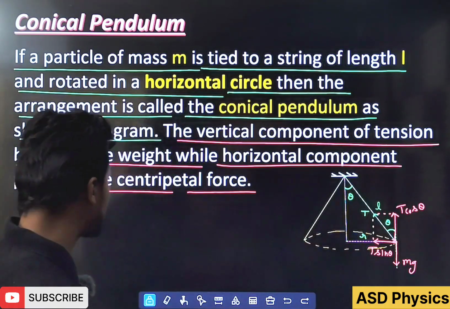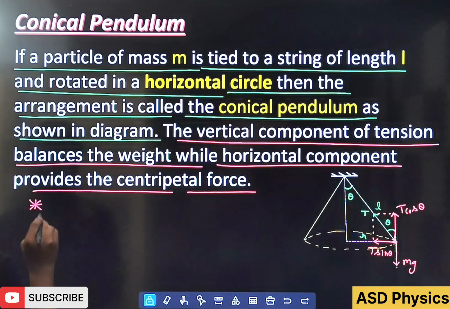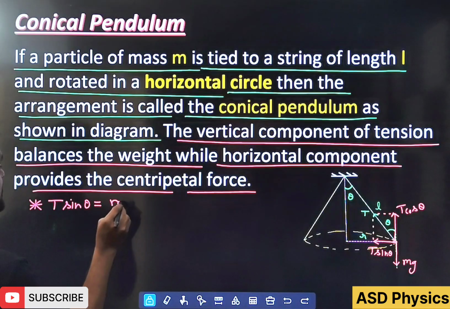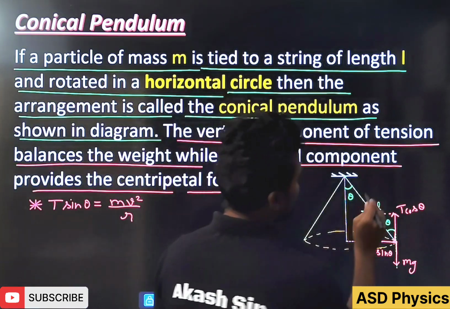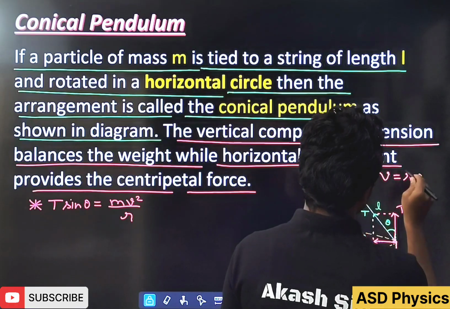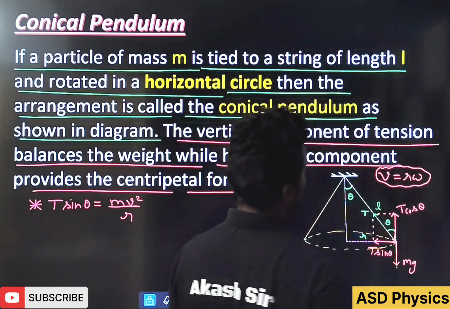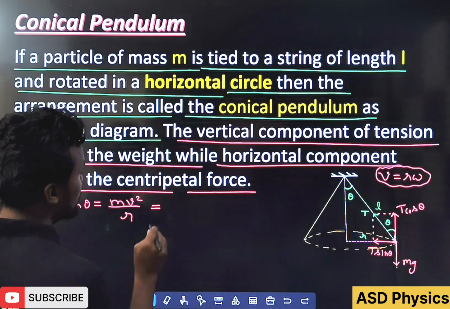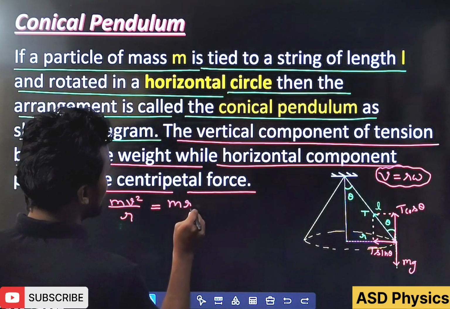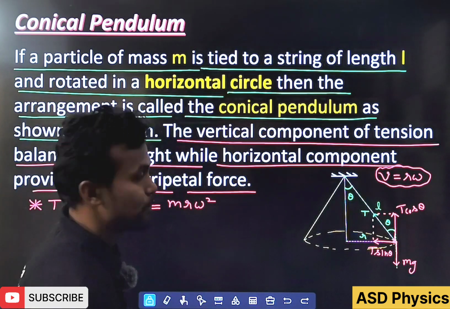So if I write the equation here, remember that I can write T sin theta. This will provide the centripetal force, that means mv square by r. And remember that in any circular motion, v equal to r omega, where omega is the angular velocity. So if I put the value of v as r omega, this will become m r omega square.